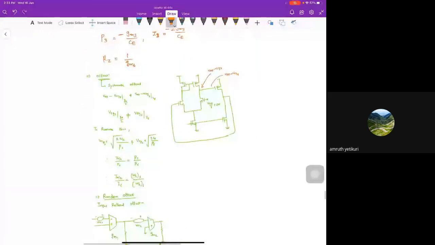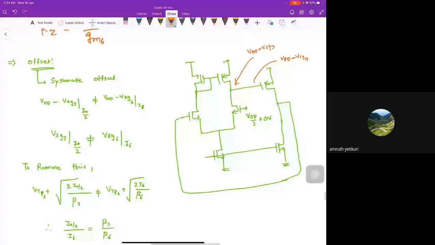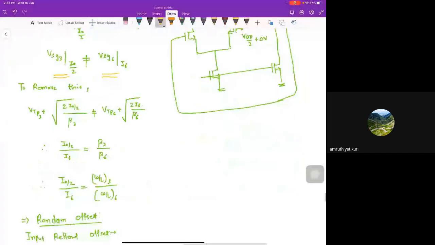Now, coming to the point of offset, we already saw that there is a systematic offset. So how do we get the systematic offset? See, here this point is at VDD minus VSG3 potential, and this potential is VDD minus VSG11, at a different current. Both are at different currents. So you will get an offset here, and that offset will propagate and you will get an offset at the output. We don't want that. So to eliminate that systematic offset, this condition has to be met.